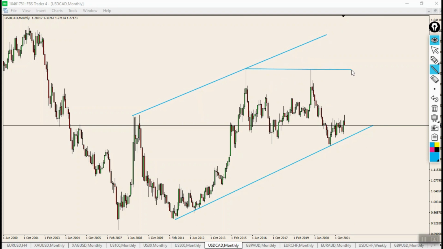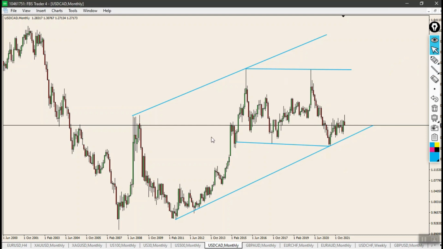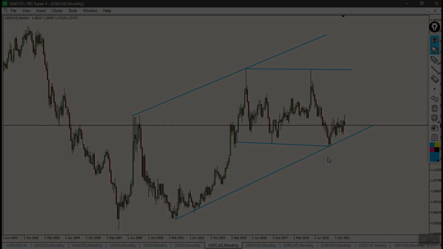So currently, within this larger channel, I see this continuation pattern to the high. I see a large flag after this impulse. I see a huge flag to the high. So overall, as you can see, the market is going higher, but let's go on lower time frames to further confirm what we're talking about right now.